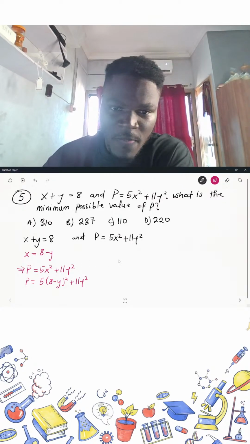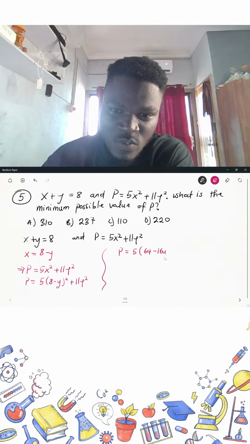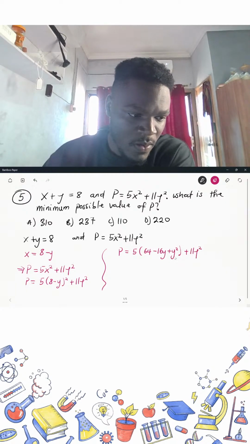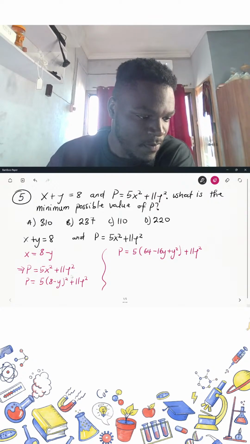That will give me 64. So I'll have my expression p is equal to 5 into bracket, this will give me 8 squared, that will give me 64, minus 16y, okay? Then plus y squared, then plus 11y squared. All I did so far is to expand what I have in the bracket, which is 8 minus y squared. I hope you understand up until this point, Kunal.